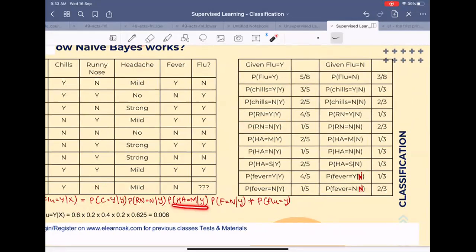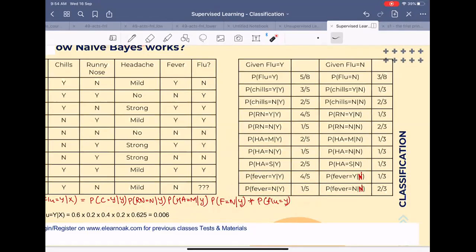Probability of headache as mild and flu as yes. So headache as mild, flu as yes, 2 by 5. So I put 2 by 5 here. 2 by 5 is 0.4. I get 0.4. Probability of fever as no and flu as yes, 1 by 5, which goes here, which is 0.2.